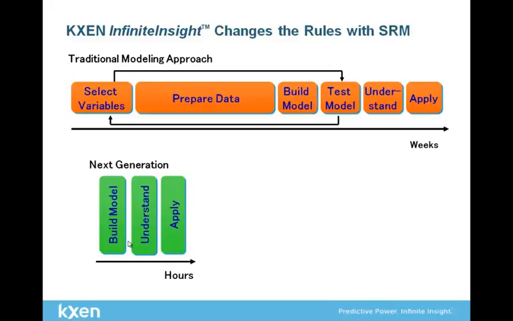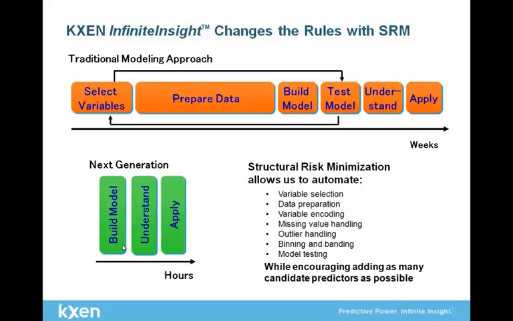KXEN proposes to shrink this process to hours or minutes at much lower cost per model, enabling many more models to be constructed. This is accomplished through a patented application of structural risk minimization. InfiniteInsight's speed is due to application of SRM, which automates data prep, variable encoding, variable screening, and model validation. And since InfiniteInsight's robust regression procedure is unaffected by collinearity issues, adding as many variables as possible is encouraged.